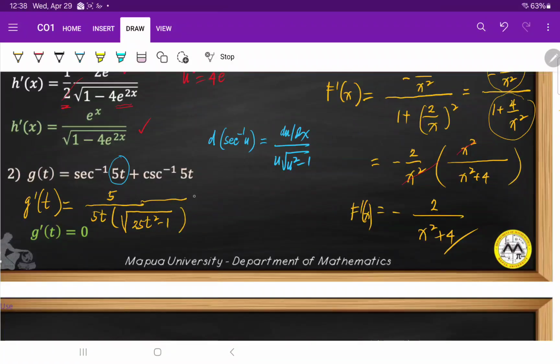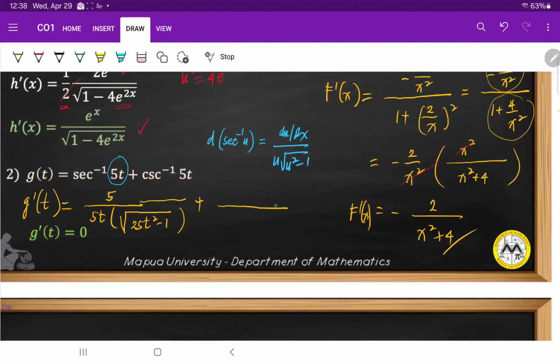Okay, plus, what's the derivative of arc cosecant? It's just the negative. So, you'll have here the negative of 5 over 5t square root of 25t square minus 1. And they are exactly the same. The same but opposite in signs. So, this gives you 0.